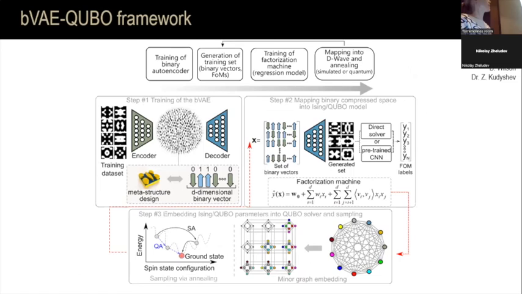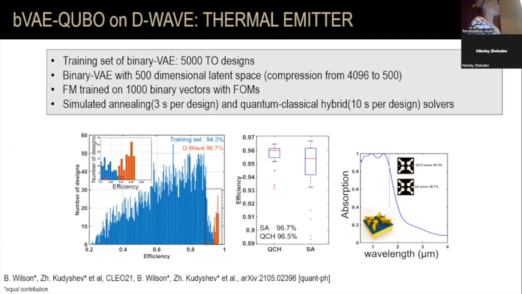But essentially what this flowchart shows is that you start with the same training set that I showed before. You make a representation which is now binary vectors, and then you train this factorization machine in this manner so that your binary vectors now have figures of merit assigned, and you embed these parameters into the solver and let it evolve to the ground state and read it backwards.